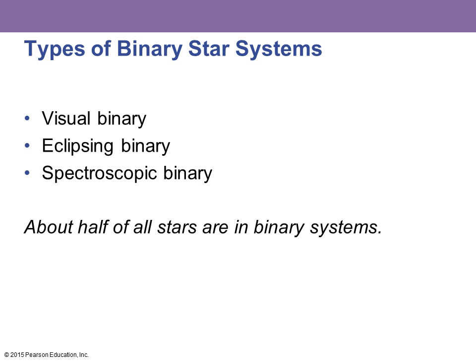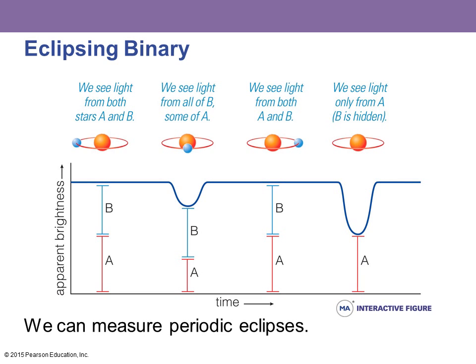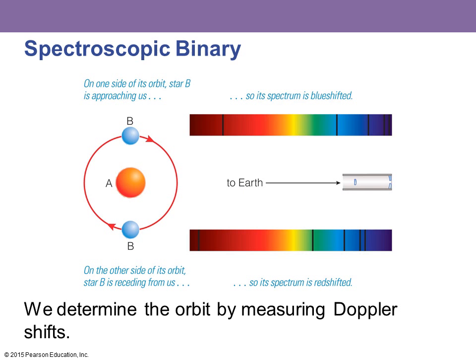There are three types of binary stars: visual binary, eclipsing binary, and spectroscopic binary. And as it turns out, there are quite a few star systems out there that are binary star systems, including ones we can see from Earth. Here's an example of a visual binary star, by actually observing one star moving around the other. And again, eclipsing binary stars can be viewed in terms of varying brightness as one star orbits the other.